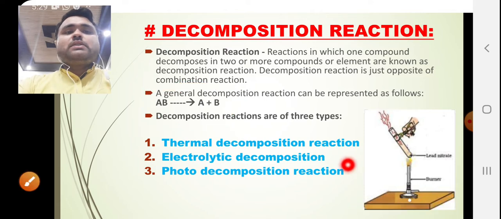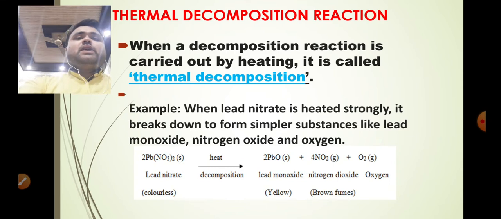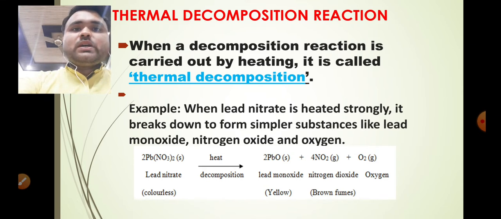Now we will look at what a thermal decomposition reaction is. Thermal decomposition reactions are those decomposition reactions in which the decomposition is carried out with the help of heat. For example, we have lead nitrate. When lead nitrate is strongly heated, it produces lead oxide, nitrogen dioxide, and oxygen gas is liberated.